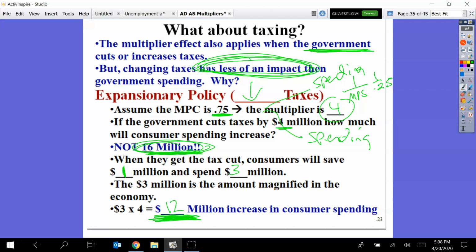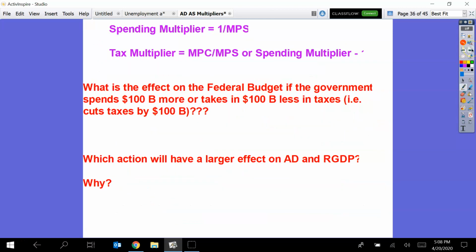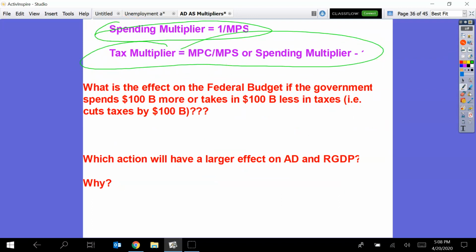So guys, don't worry. This is actually really simple. The spending multiplier is 1 over the MPS. The tax multiplier is the spending multiplier minus 1. Now, the official econ textbook formula for the tax multiplier is the MPC over the MPS. But trust me when I tell you, spending multiplier minus 1 is easier. So if the spending multiplier is 4, the tax multiplier is 3, as in the case we just saw. If the spending multiplier is 10, the tax multiplier is 9. So just take the multiplier and subtract 1.